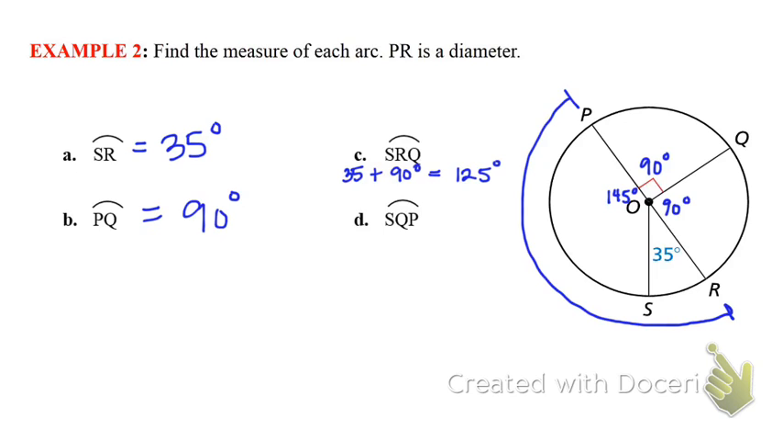And SQP. So here we go. SQP is going to be this one. And that one is going to be 180 plus SR, which was 35. And we're going to get 215. You'll be practicing more of these tonight.